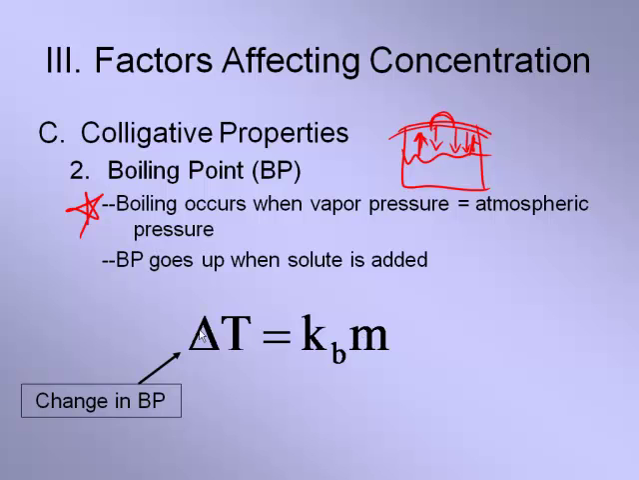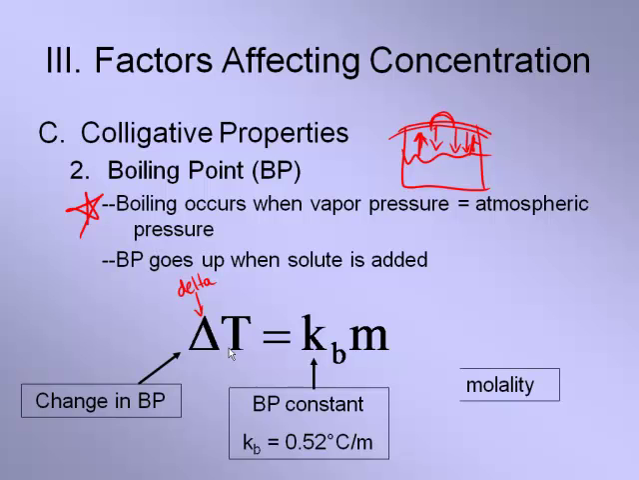So if I want to calculate how much the temperature has changed, I'm going to use this formula. Delta T, this is delta. Delta is a Greek letter, which means change. So this is the change in the boiling point is equal to the boiling point constant times the molality of the solution. Okay?